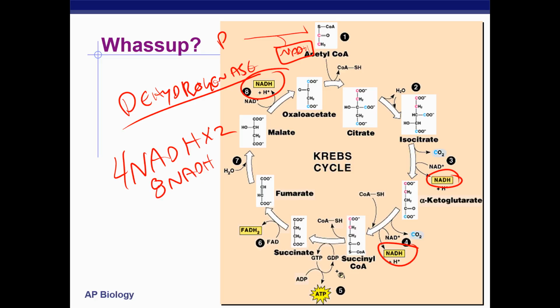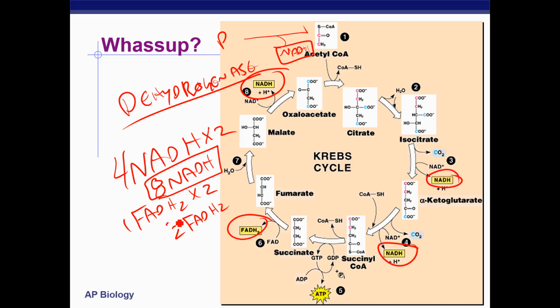How many FADH2s do we get? 1 here multiplied by 2, you're going to get 2 FADH2s. So remember, these are piggy banks. This is stored energy. We haven't even got the energy out of it. And how many junky little ATPs have we gotten? 1. And we got 1 ATP times 2. So we've gotten 2 ATPs.